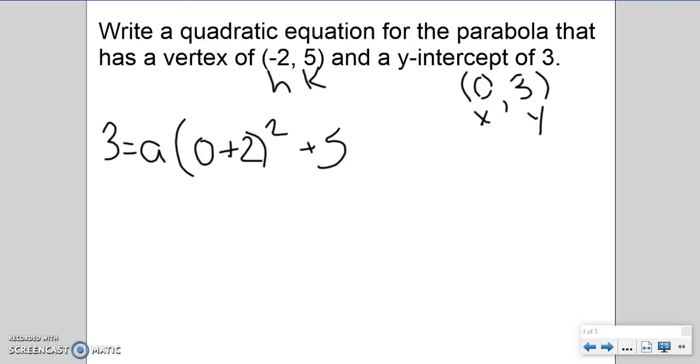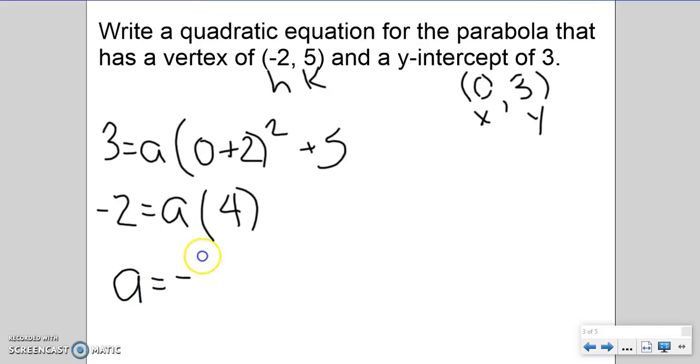So like I did on the last one, I'm going to do a couple steps at a time. So I'm going to subtract 5. So 3 minus 5 is negative 2. I still don't know a. 0 plus 2 gives me 2. Squared gives me a value of 4. If I divide by 4, I would have negative 2 over 4, which simplifies to a value of negative 1/2.